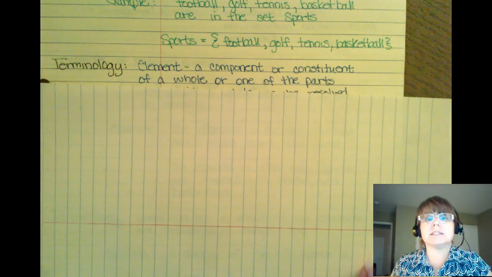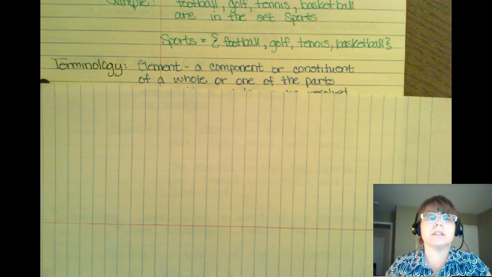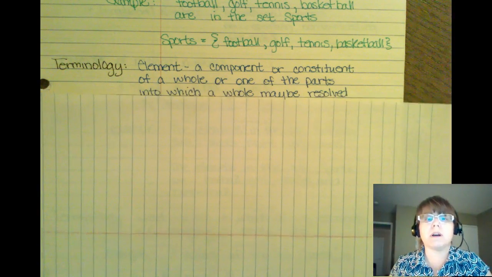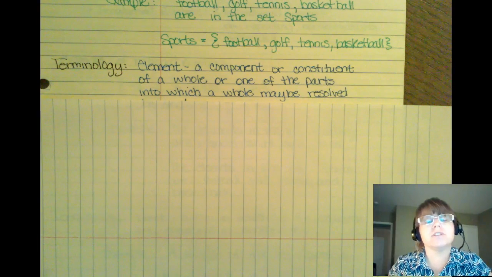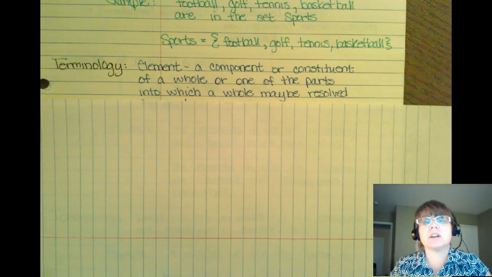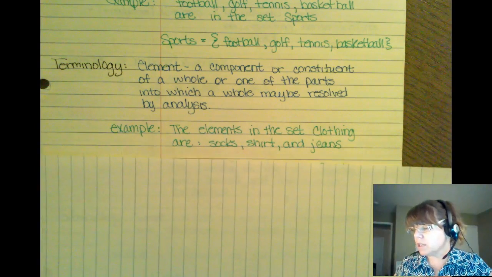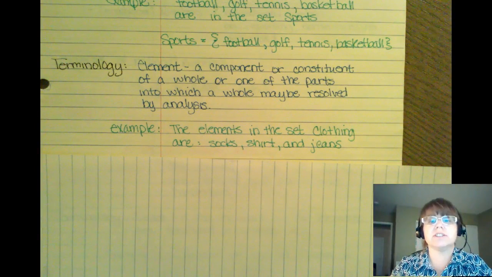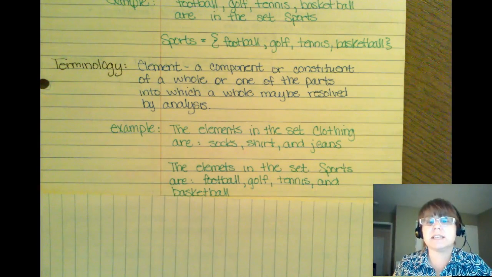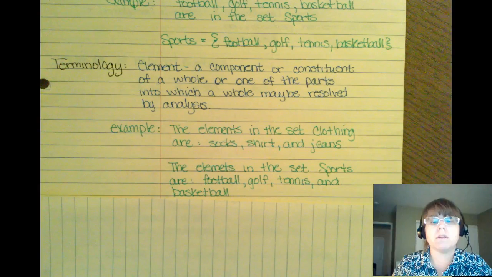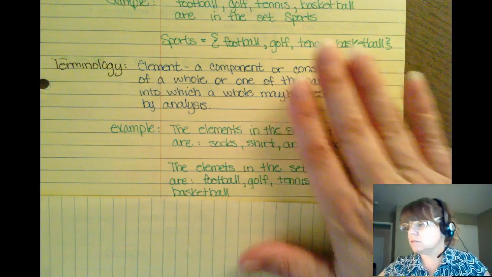So an element is a component or a constituent of the whole or one of the parts into which the whole may be resolved. So that's a lot of language, but remember when I was talking about a set is made up of objects? Well, each of those objects that are in the set, those are an element. So football is an element of the sports set. Golf is an element of the sports set, and so on. So the elements in the set of clothing are socks, shirt, and jeans, and the elements in the sports are football, golf, tennis, and basketball.